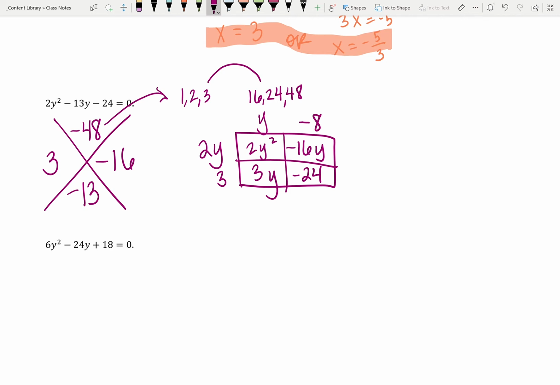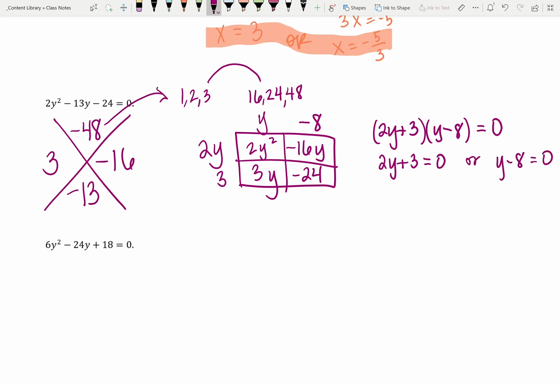So you might notice that 4 and 2 go into both 16 and 24, but we also have to remember that I have to multiply by 2y to get what's inside here. So the only way to do that is multiply by -8. So my equation would be 2y plus 3 times y minus 8 will equal 0. And 2y plus 3 equals 0, or y minus 8 equals 0. So when I solve for y, I'll get 2y equals -3, which gives me y equals -3 halves. Or the other one, very simple, y will equal 8. So these are my two possible solutions there.